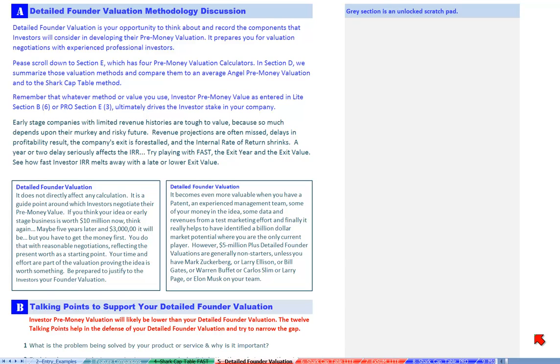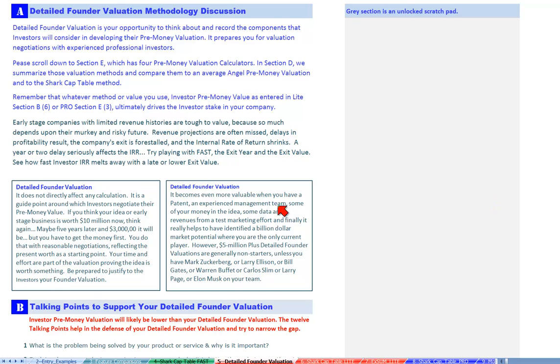We set out to create detailed founder valuation, which is something to defend and bounce off what they have to say about the worth of your company. Obviously, the man who has the money generally controls the deal, but you have an opportunity to discuss why you think you're worth XYZ as opposed to minus XYZ.